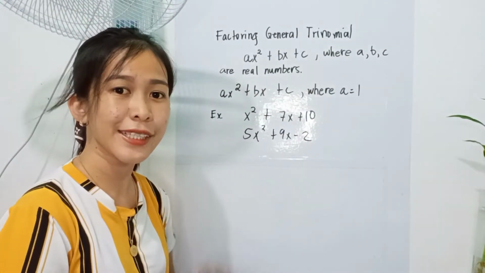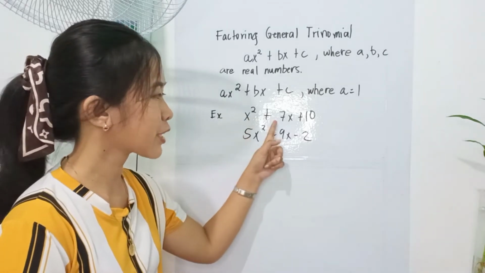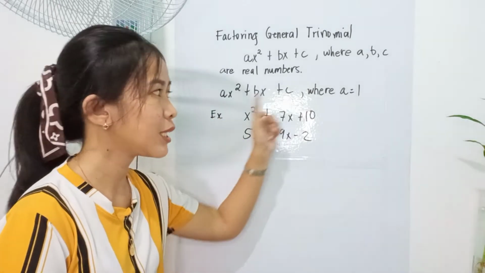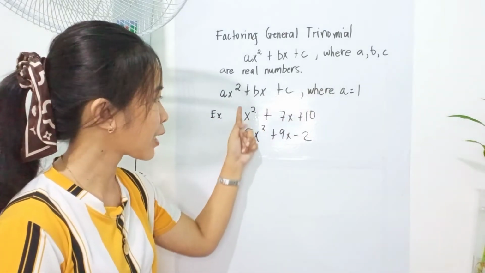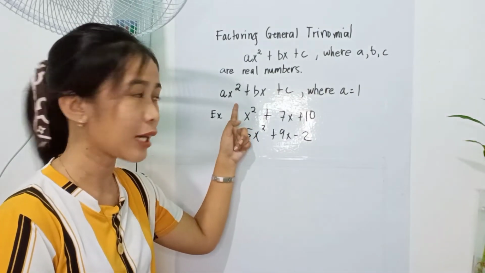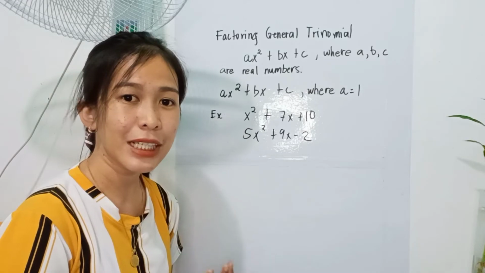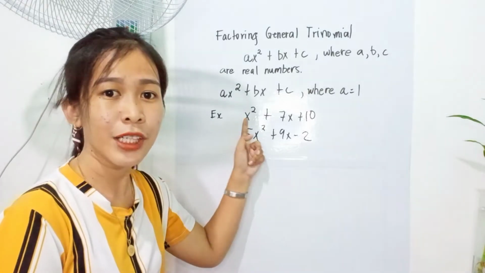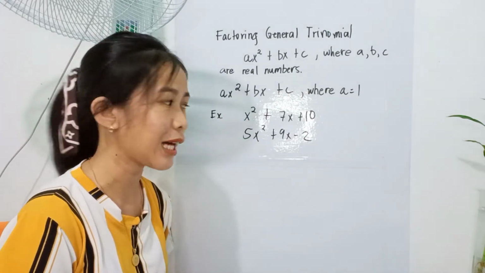So, we have here examples of general trinomial, x squared plus 7x plus 10. And this is an example of a general trinomial where a is equal to 1. Kasi as you can see, itong ating pinaka-a, ayan, di ba, ito yung pinaka-position ng a, that is 1. Kapag walang nakalagay na real numbers or number sa isang variable, automatic meron yung kasamang 1. Okay, palagi nyo yan tatandaan.